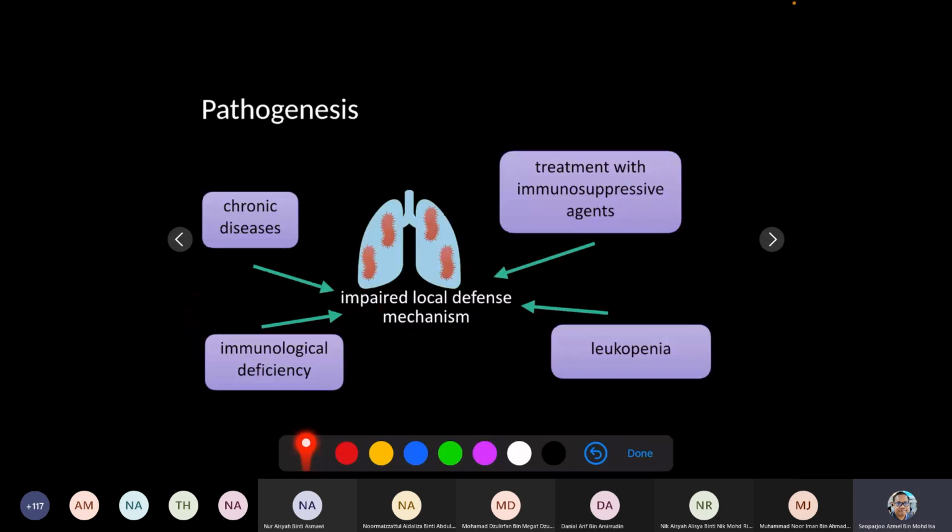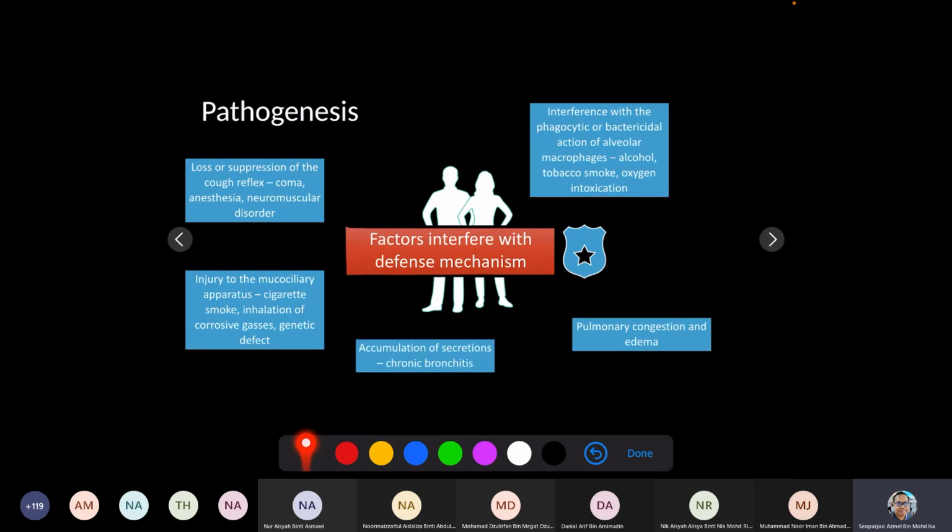So the pathogenesis: if there is a chronic disease or immunological deficiency or treatment with immunosuppressive agent or leukopenia, it will impact the local defense mechanism. As I mentioned before, the local defense mechanism is by the help of macrophages and also neutrophils, so all of these will be impaired. So our body has lost its protective or defense mechanism. When all of this happens, the bacteria will colonize in the lungs and also large airway.